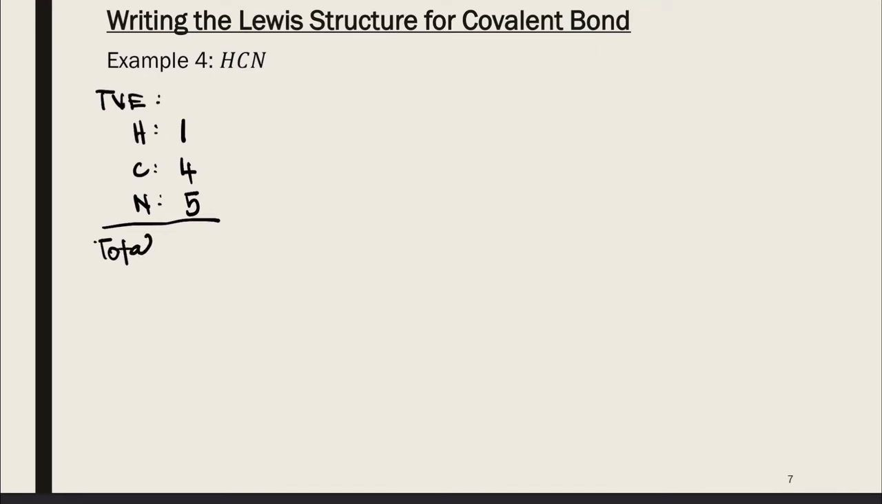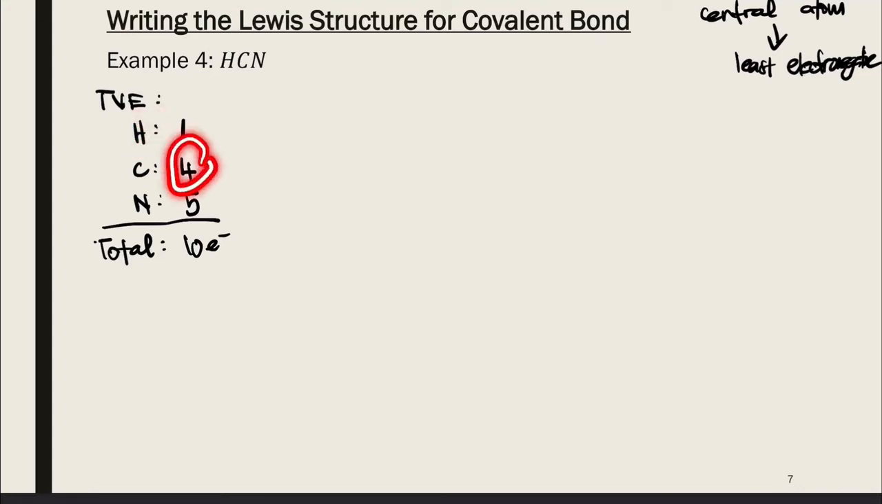To draw the skeletal structure next, we need to decide which one will be the central atom. So the central atom will be the atom that have the least electronegativity. H will not become the central atom, so we need to compare carbon and nitrogen. So carbon is the least electronegativity atom, so carbon will become the central atom. So we draw the skeletal structure. And when we draw the skeletal structure, we already use up 4 electron. So we have 6 electron remaining.